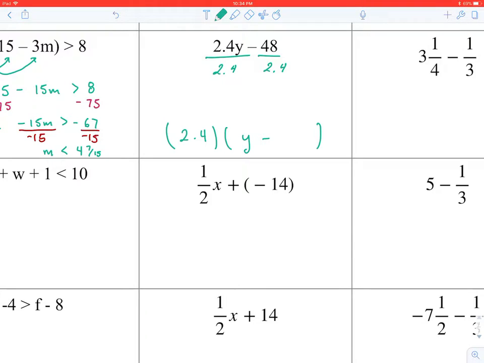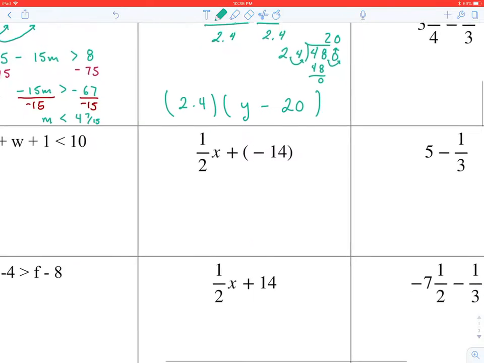2 and 4/10 y divided by 2 and 4/10 leaves you with just y, minus 48 divided by 2 and 4/10, well, that is 2 and 4. I'm going to move that over once. I'll move this one over once. 24 goes into 48 two times, remainder of 0, bring this 0 up, and I get that 20. 2 and 4/10 goes into 48 20 times. And you could also have solved that by asking yourself how many times does 24 go into 48? 2 times, and then you would need to add just a 0 in order to solve that out.